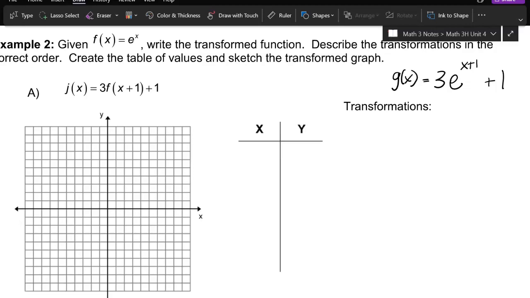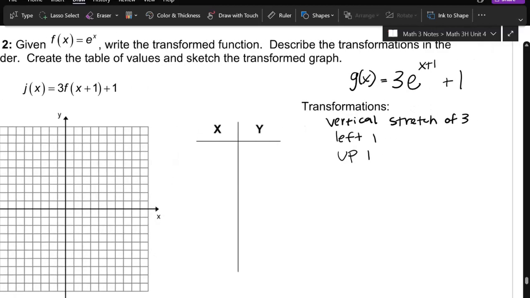So we are having a vertical stretch of 3, or by a factor of 3. And then that plus 1, we do the opposite, so left 1. And then plus 1 on the vertical, so up 1.